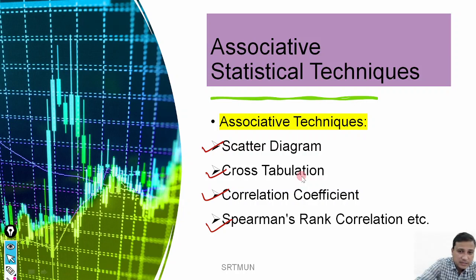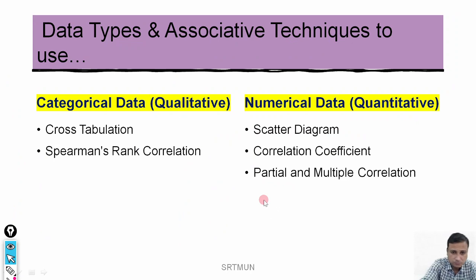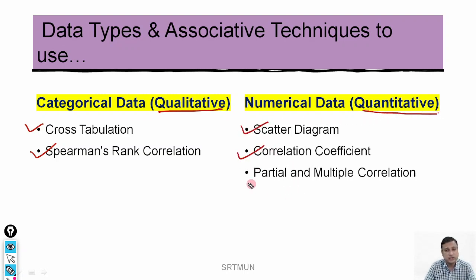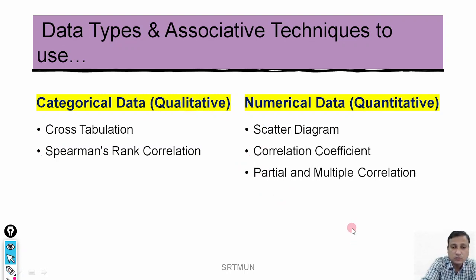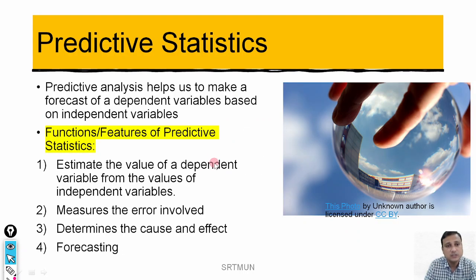Again the question comes: can I apply all this to any type of data? The answer is no. Again you will have to go back to the base. First you should identify what type of data you have. If I have qualitative data, I'll go for cross tabulation and Spearman's rank correlation. If I have quantitative data, I'll go for scatter diagram, correlation coefficient, and partial and multiple correlation. Fine. So that was all about associative techniques.